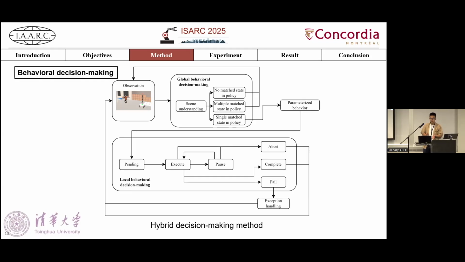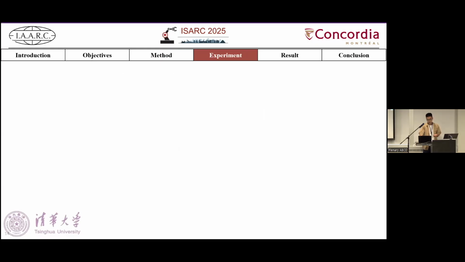And the local behavior decision-making level enhances the robot's ability to adapt to dynamic environment by managing the life cycle of each behavior. So we can set a lot of safety conditions. For example, if a worker gets too close, it can pause or change its movement to avoid collisions. So this enhances safer collaboration.